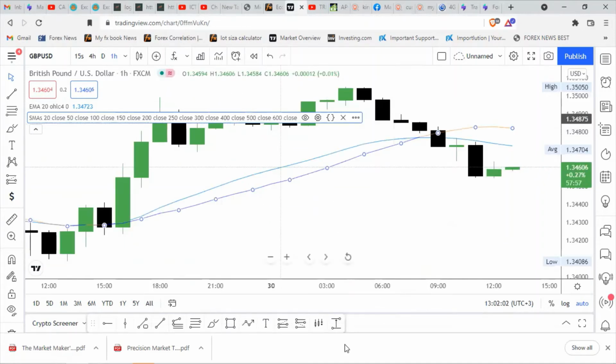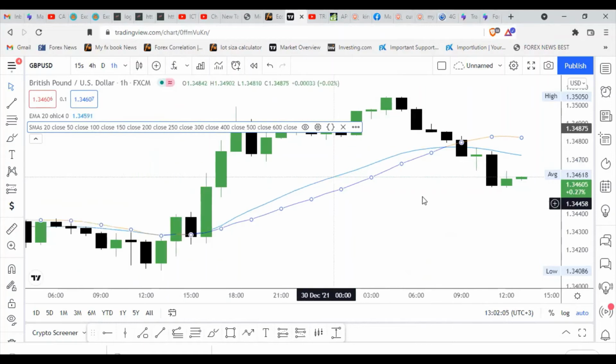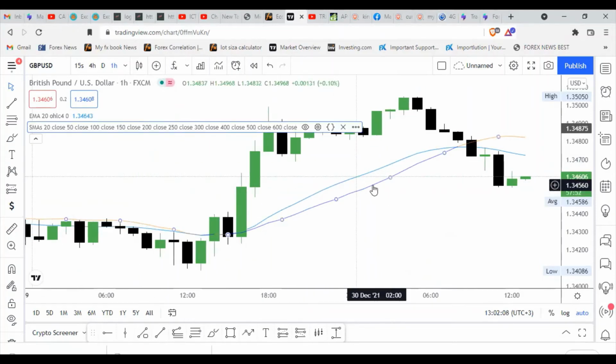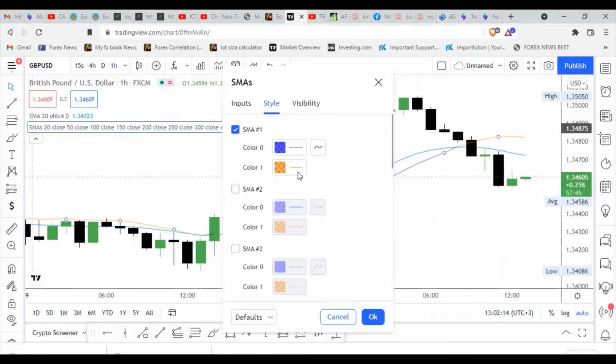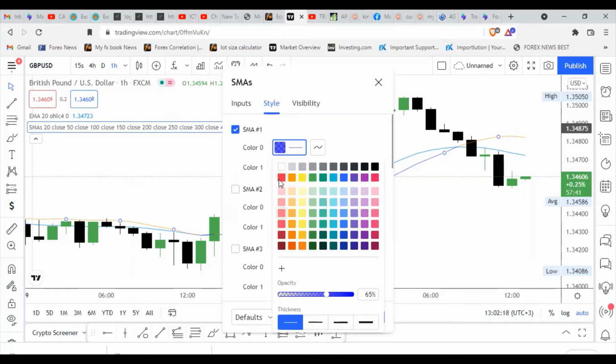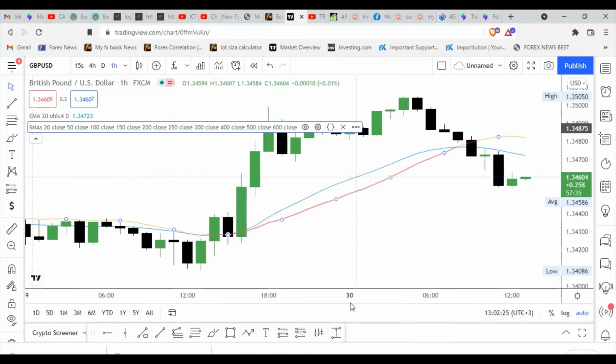So I want to see now this difference. As you can see here, this is the simple moving average. Let me put the simple moving average color to be red. Thickness to be a little thick. And I click OK.